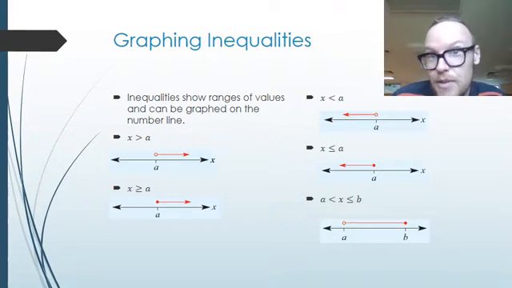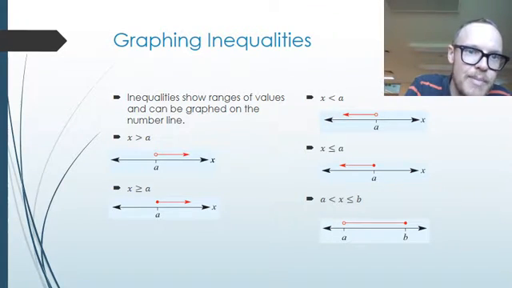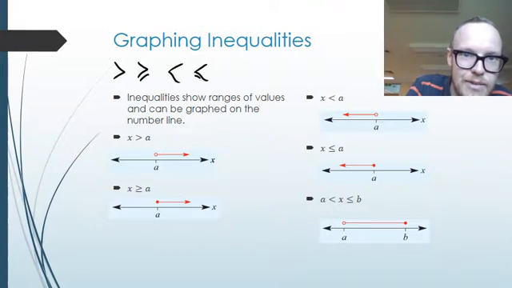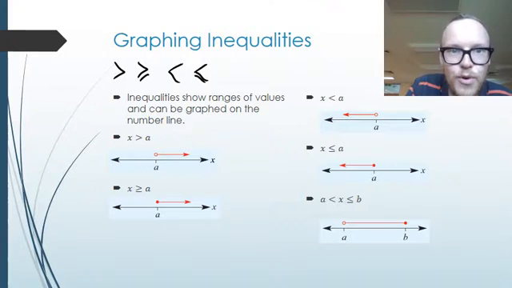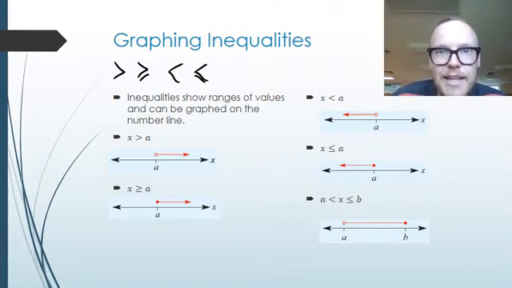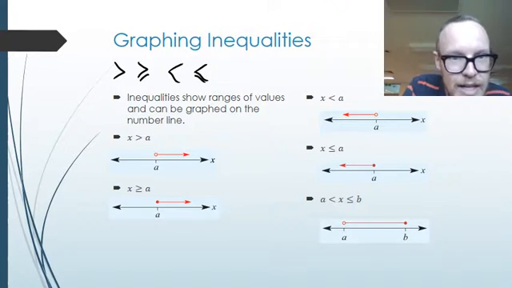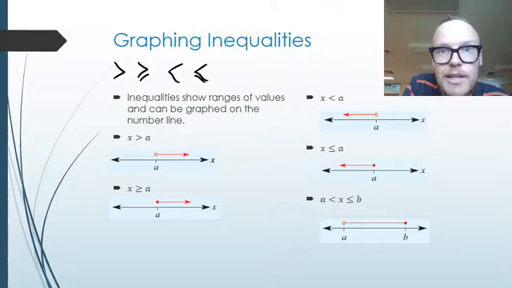So that's where we use the four inequality signs: the greater than sign, greater than or equal to, less than, and less than or equal to. So there are four inequality signs, and they allow us to show a range of values. If we're looking at the first example here, x is greater than a. On our number line, we've shown that whatever x is, it's going to be greater than some point a.